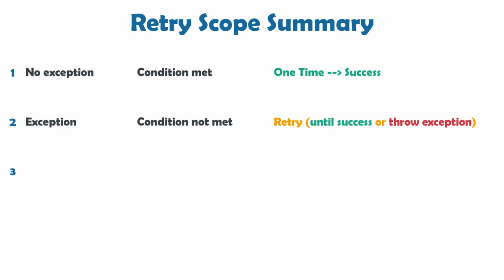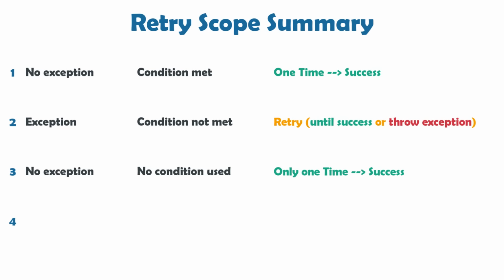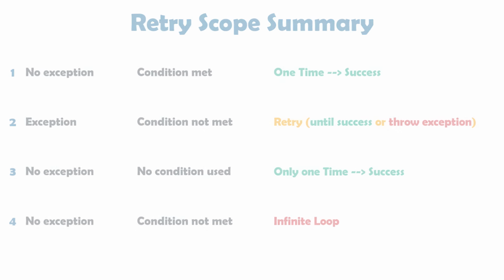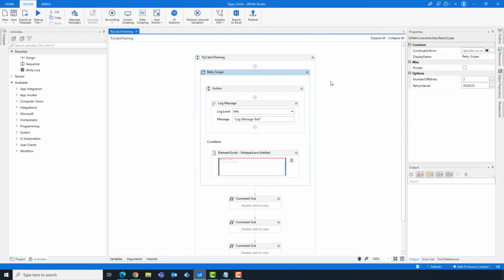The third scenario: we have no exception, and also no condition. In this case the activity will be executed only one time. The fourth scenario: we don't have an exception in action section, and the condition is not met. In this case we have an infinite loop. These are all scenarios, which we could have in a retry scope activity. Let's now implement these scenarios in UiPath, so that you can understand these better.